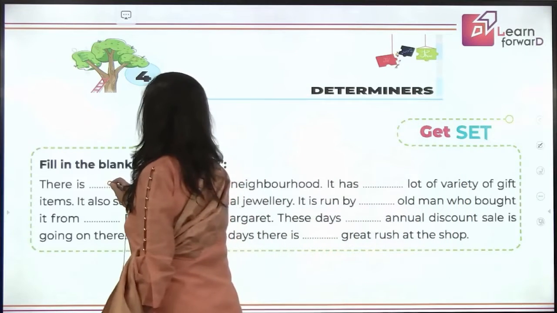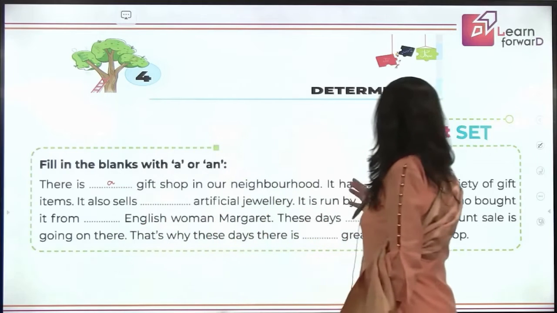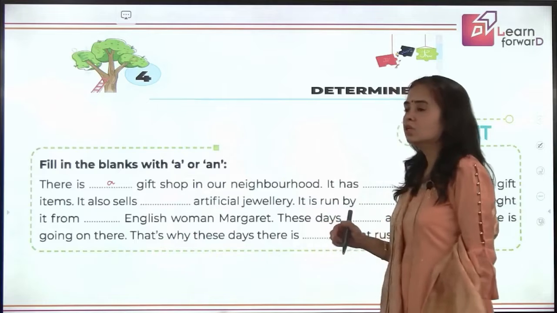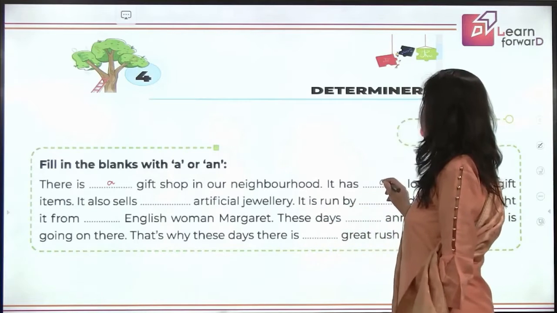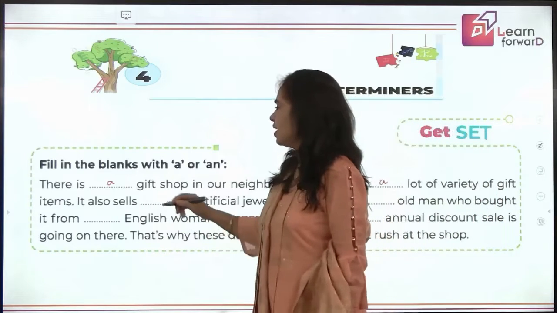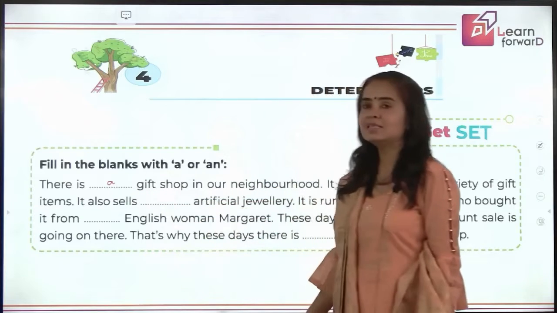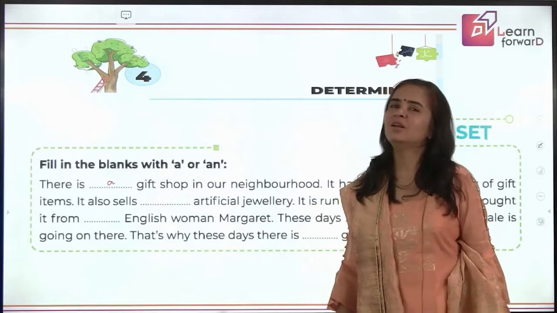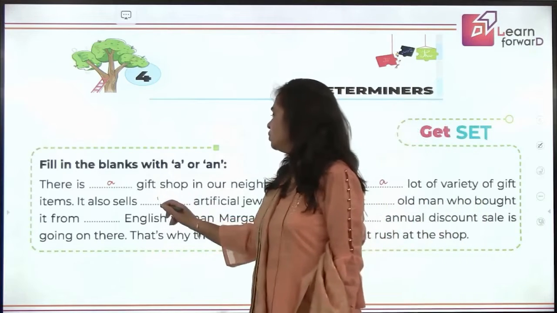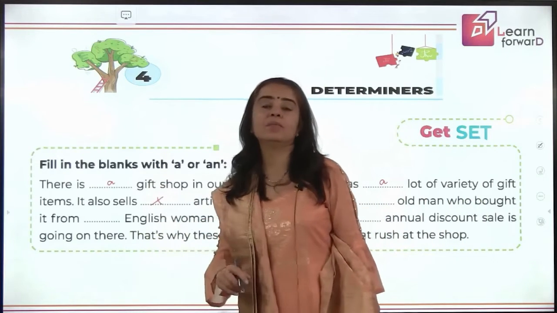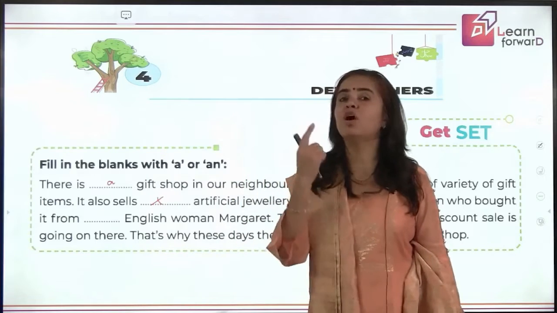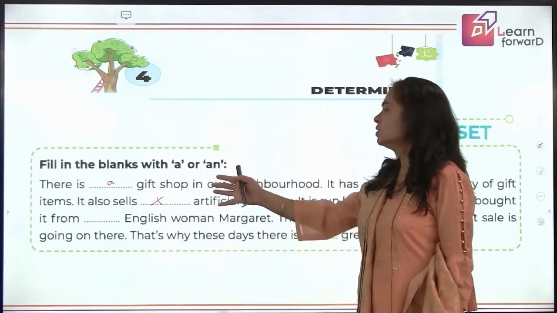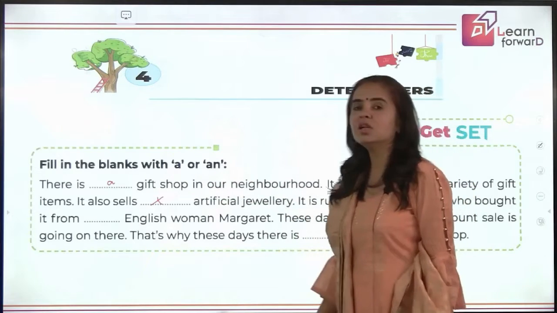A gift shop. Nice. Next, it has dash lot of variety of gift items. So what will come here again? A lot of variety. Yes. Next, it also sells dash artificial jewelry. You mean to say an artificial jewelry? No, we will not use any article here because a and an stand for one. Okay, so we are talking about jewelry here. That is, it also sells artificial jewelry.